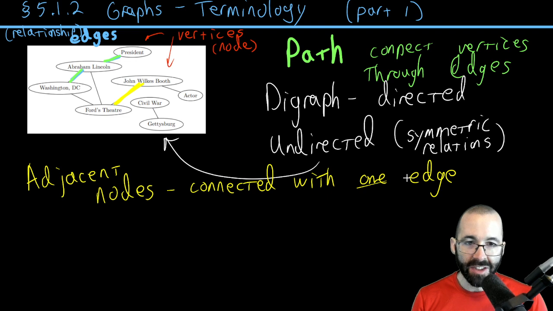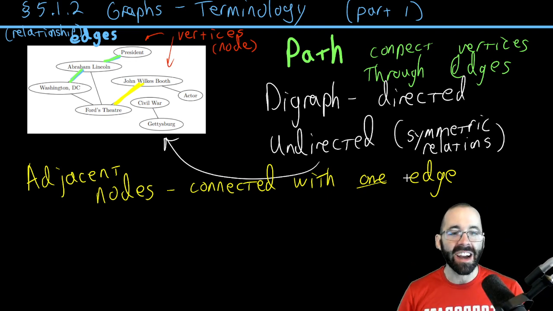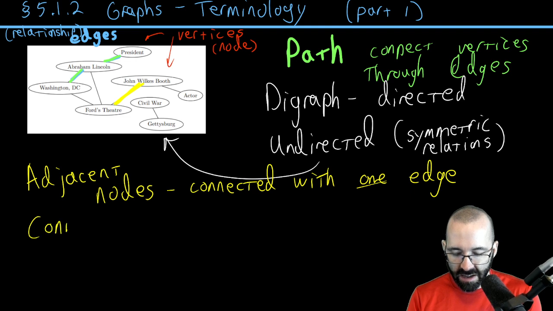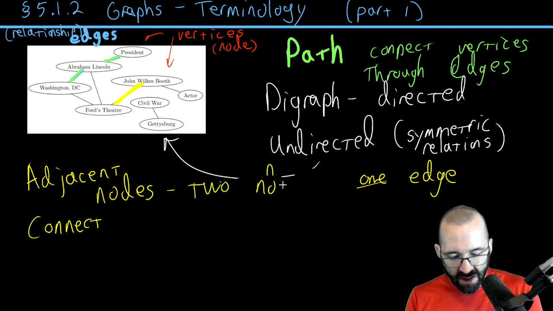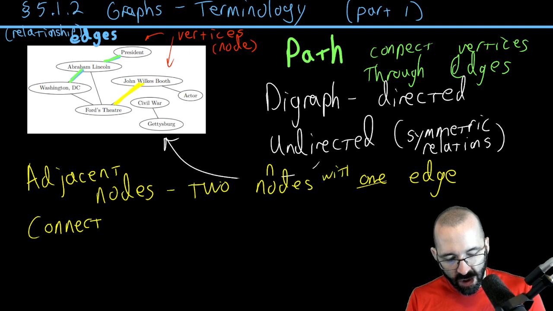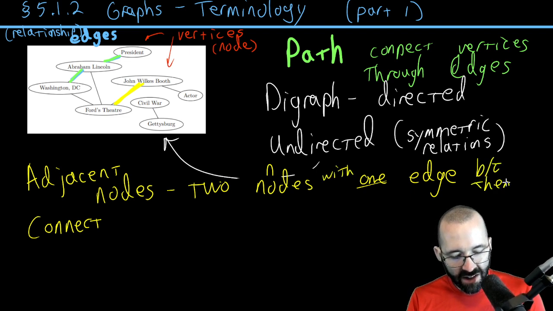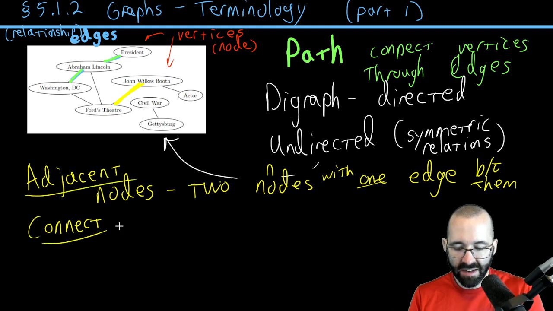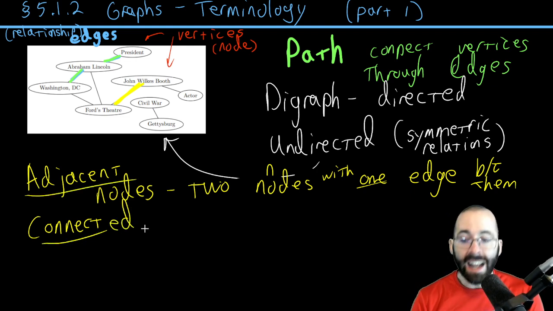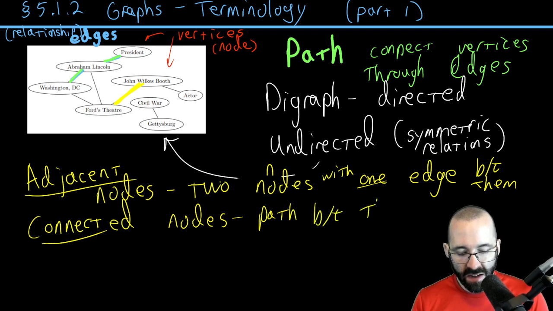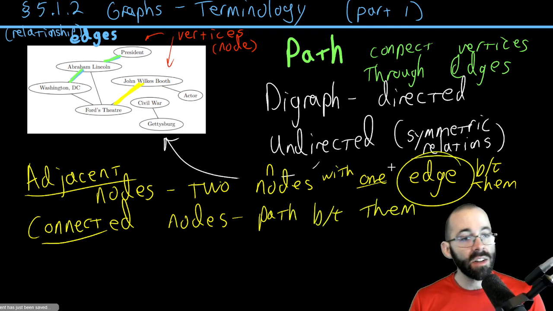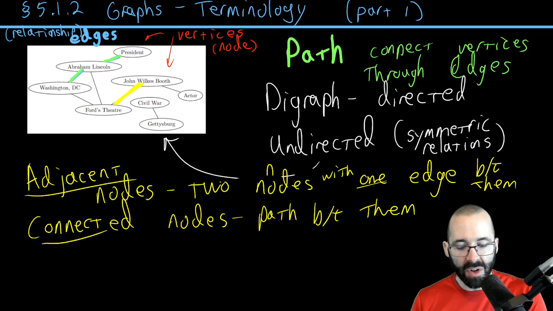And then, speaking of which, what does connected mean? That's what we're going to talk about next. Okay, so two nodes with one edge between them. Because connected is going to mean something a little different. So two nodes are connected if there's a path between them. Okay, so it's slightly different. We have two similar concepts, but one has an edge between them and one has a path between them.